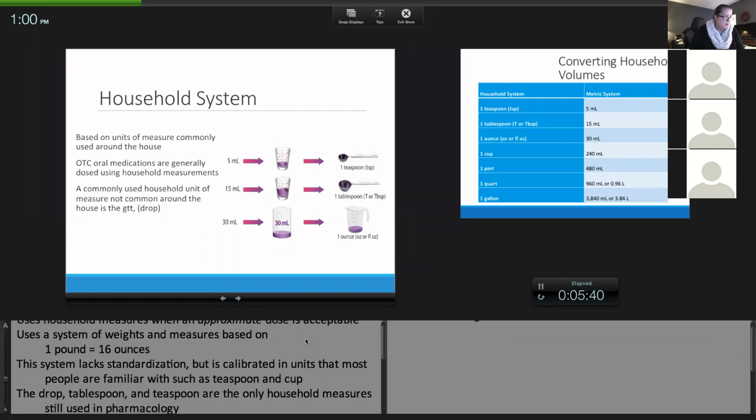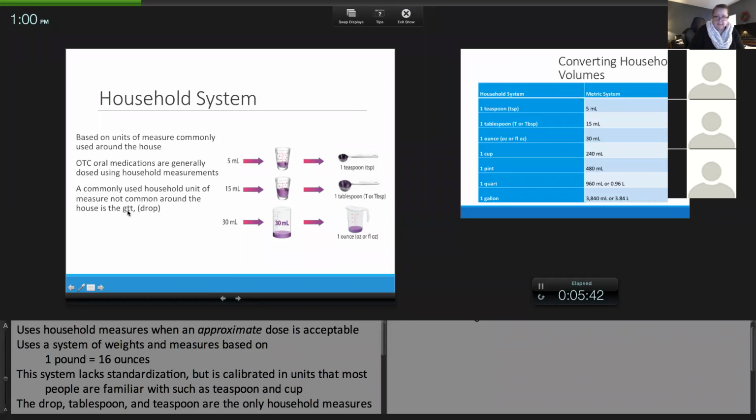Sometimes we get into GTT. GTT means drop. Let me just write that in here. And I guess it's written on the slide. I don't have to write it again. So sometimes the doctor would write 1 GTT OS BID. That means 1 drop in the left eye twice a day.